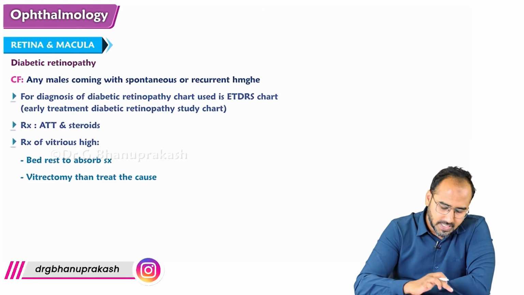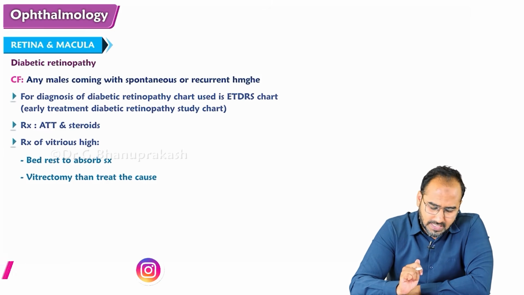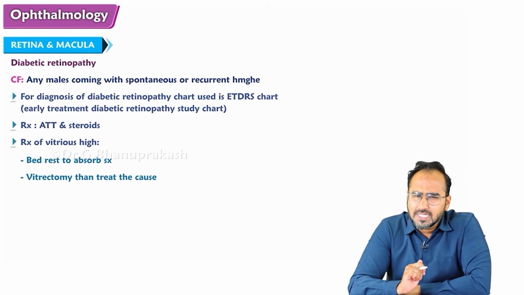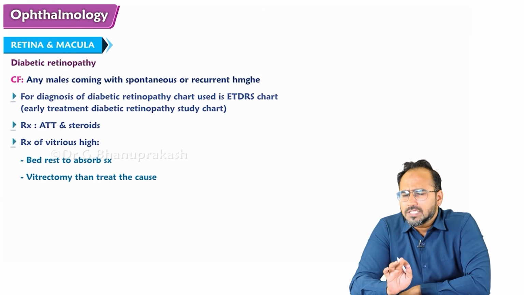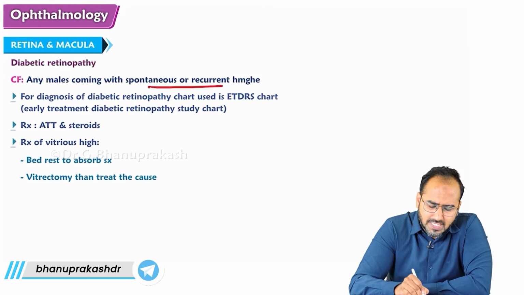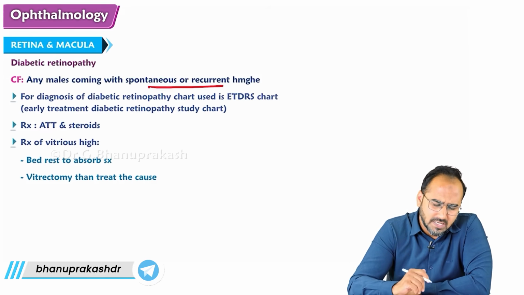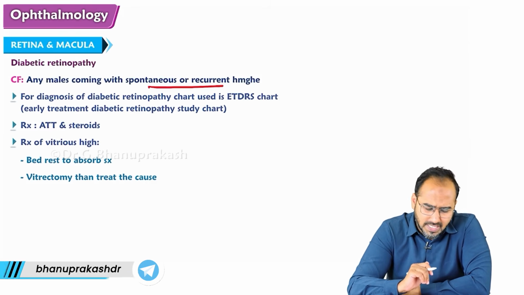Periphlebitis retinae. So imagine, guys, the patient is having Eales disease and all, right? How will you manage? Eales disease patient complains of what? The patient will be having spontaneous or recurrent vitreous hemorrhage. Recurrent vitreous hemorrhage, then the diagnosis is Eales disease.